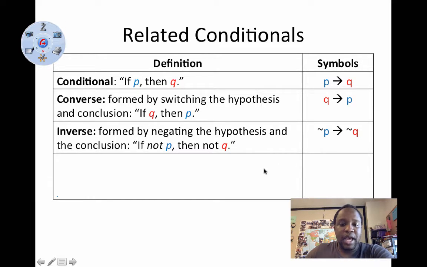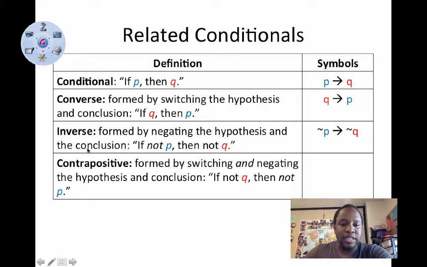And lastly, we have the contrapositive. And the contrapositive is basically a mixture of the converse and the inverse. It's formed by switching and negating the hypothesis and conclusion. So it's if not conclusion, then not hypothesis. If not Q, then not P. So it'd be tilde Q, arrow, tilde P. Squiggly Q, arrow, squiggly P. If not Q, then not P.